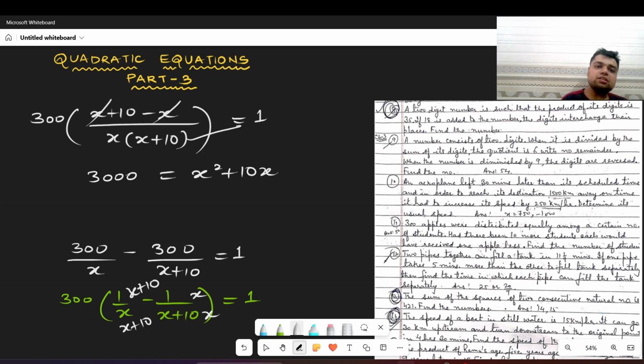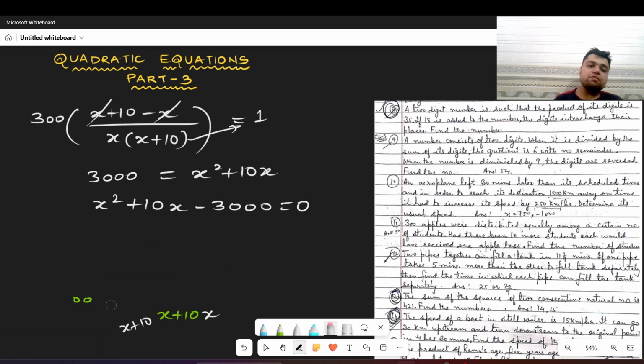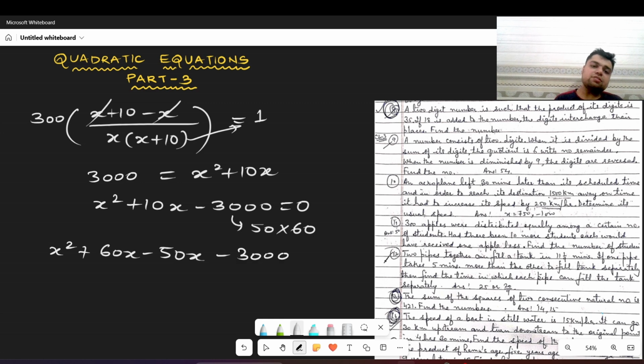I just took this on the other side and multiplied it with 1. Okay, now I will take 3000 on the other side. It will become x square plus 10x minus 3000 is equal to 0. Now I will do middle term splitting. In this, if we see carefully, 3000 I can write as 50 times 60, and the difference between them is 10. So x square plus 60x minus 50x minus 3000 is equal to 0.